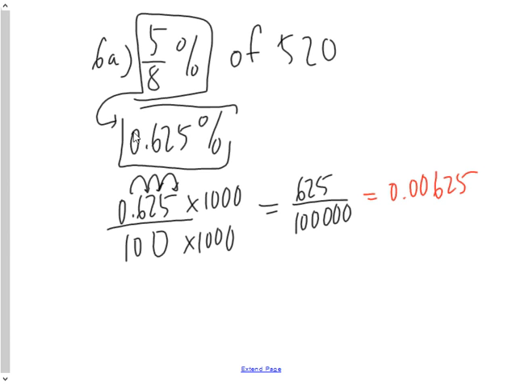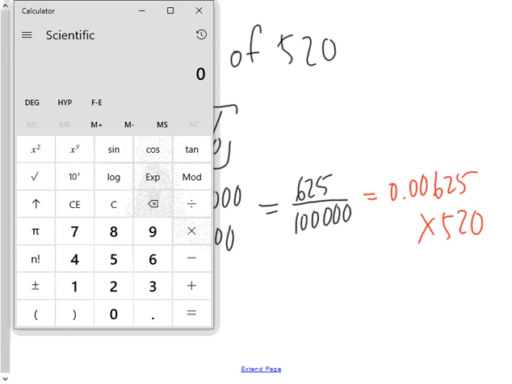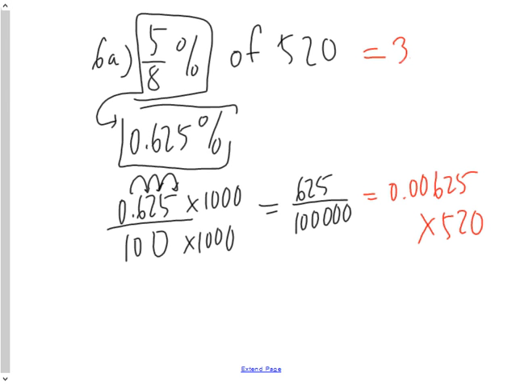All right. So therefore, I take that and I multiply it by my 520. Grab my calculator. 5/8% as a decimal is 625 hundred thousandths of 520. The answer is exactly 3.25.